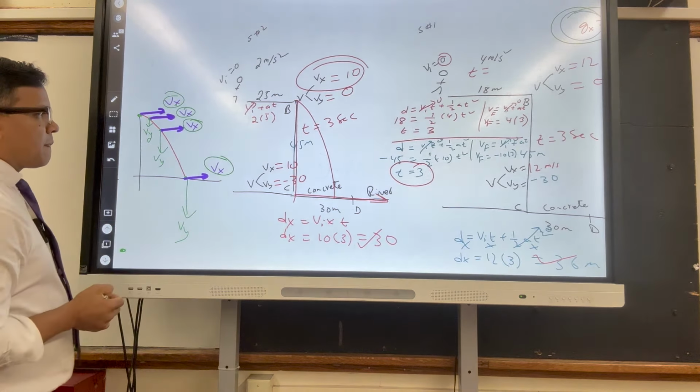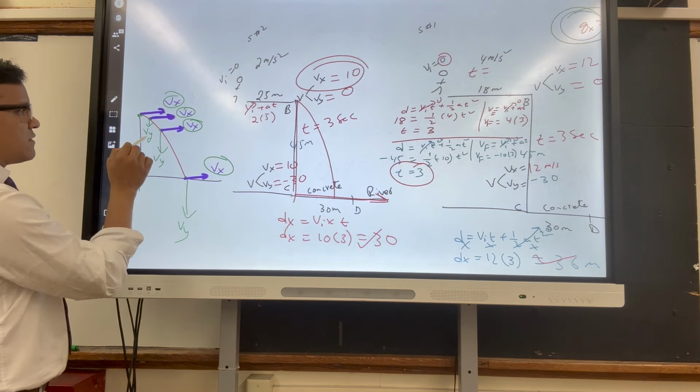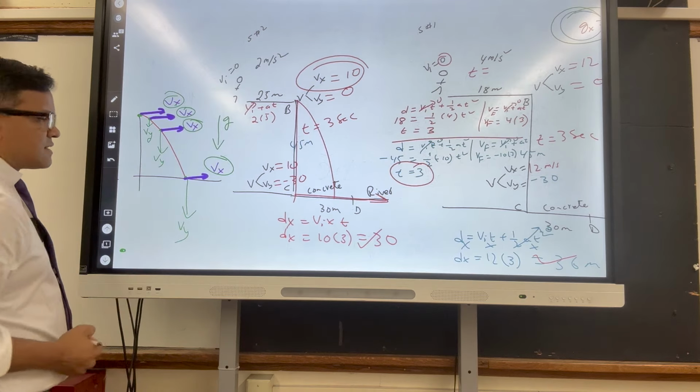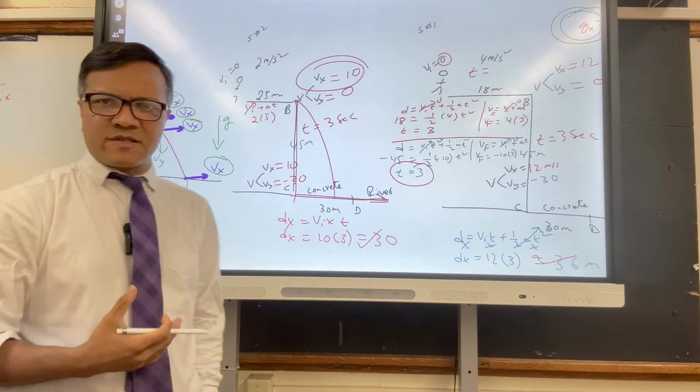The y one, the magnitude of the velocity in the y direction increases. Why is that? Because acceleration due to gravity and the velocity are in the same direction. That's why the magnitude of velocity increases.